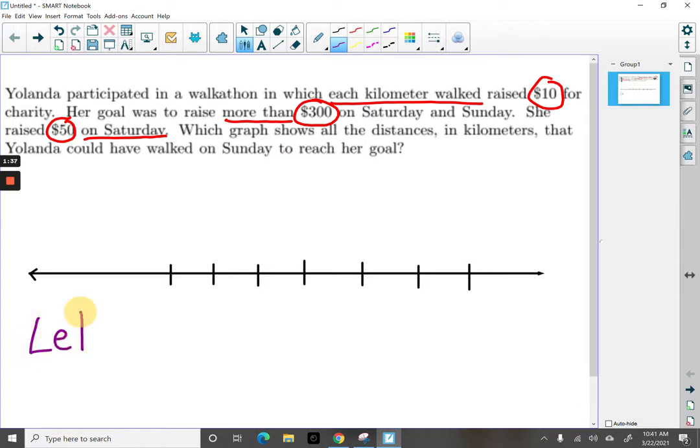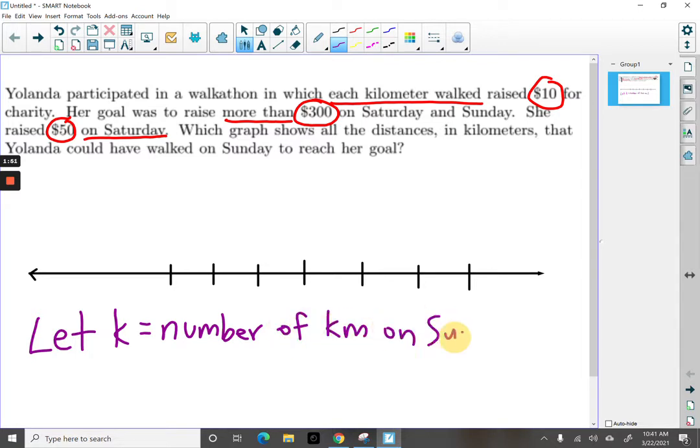I'm going to say let K equal our number of kilometers. I could be a little bit more specific: number of kilometers on Sunday. Step number 2 that I always do when I'm setting up either an equation or an inequality is find the total. What is the total amount of money? All three of these numbers are money. Which of these represents the total in this problem? And there it is. $300 is her goal. Or actually, more than $300 is her goal.